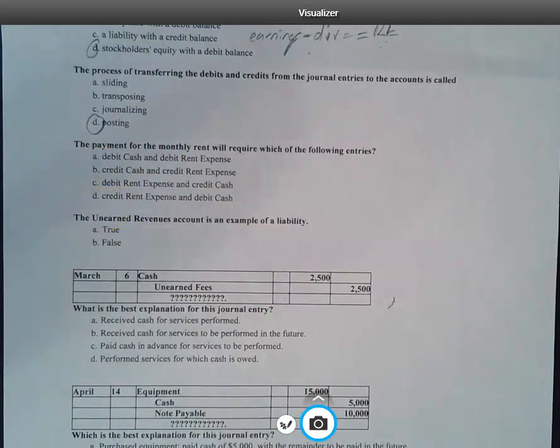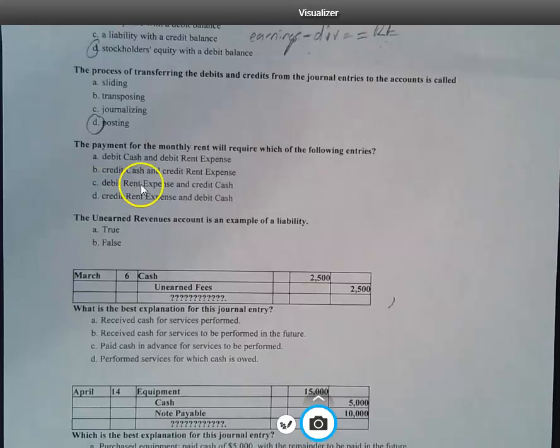All right, another review question. We've had this question, I believe this exact question before. It says the payment for monthly rent will require which of the following entries? Debit to cash and debit to rent expense. Well, cash is going down, so we can't debit it. Credit to cash and a credit to rent expense. Well, this part's right, but if rent expense is going up and rent expense has a normal debit balance, we can't credit it. If we credit rent expense it would be going down, and that usually does not happen.